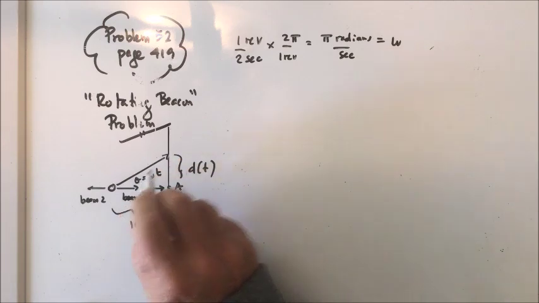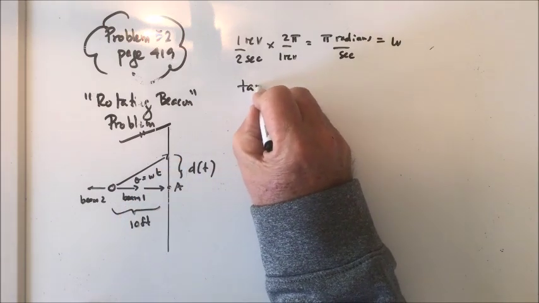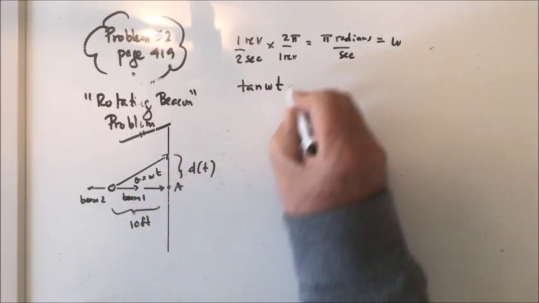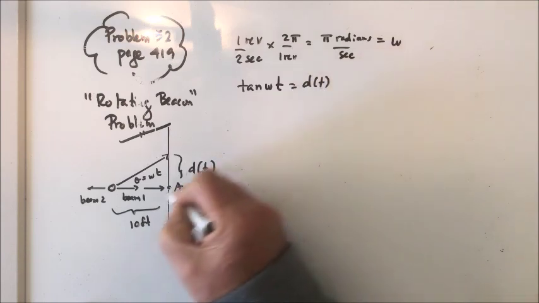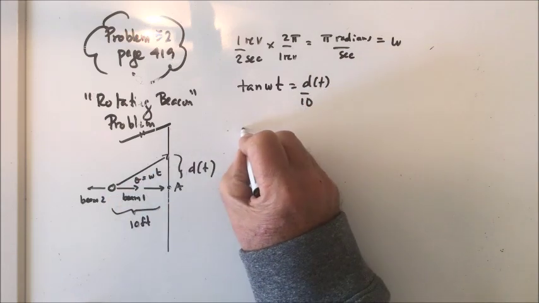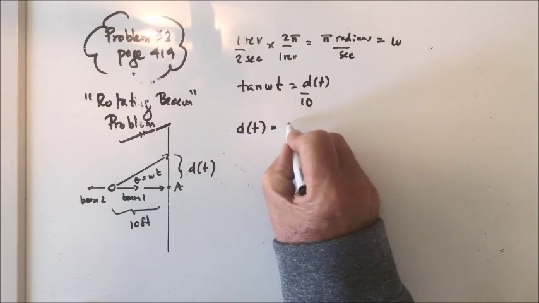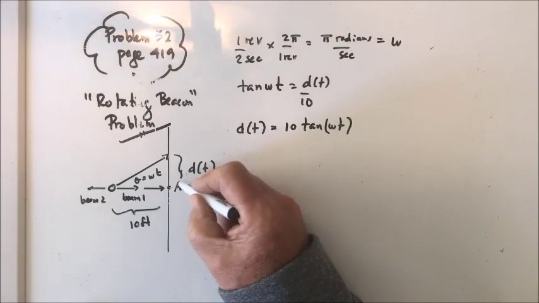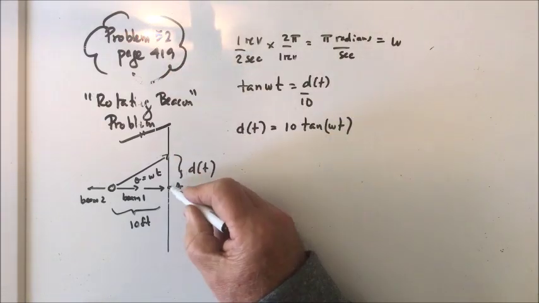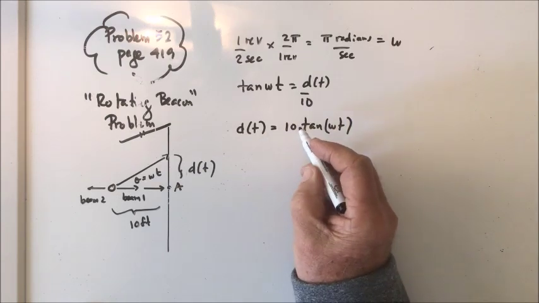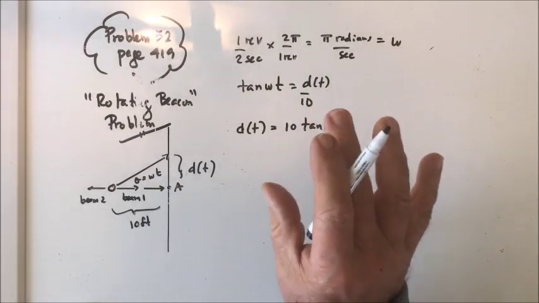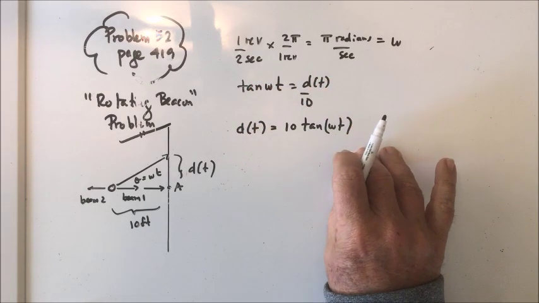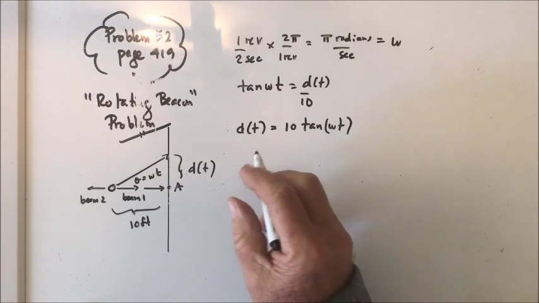And then look, the tangent of omega t is just the opposite side divided by the adjacent side. d of t all over the adjacent side, which is 10. And so this function of time, which determines how far away the spot is on this infinite wall from the point A, is given by d of t equals 10 tangent of omega t. Now your book says d of t is the absolute value of this, but I think that introduces problems, and I guess I don't quite get why they've done that.